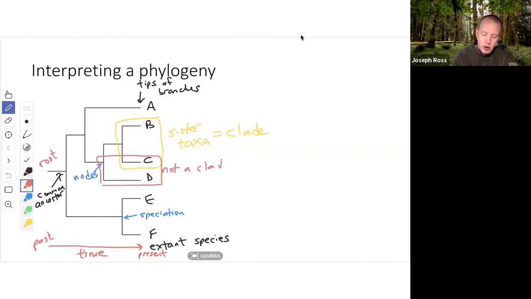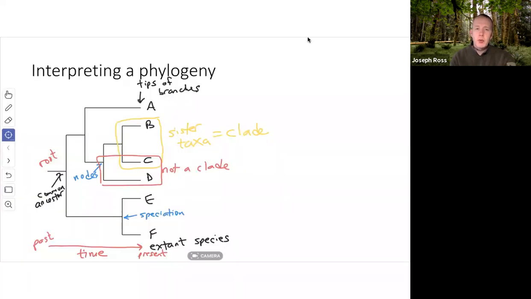because although they share a common ancestor, back here at the node in blue, this is not a clade because we're omitting one of the descendants of that common ancestor, which is B. So the clade is all of the descendants of a common ancestor. So in this case, B and C have a common ancestor here. And so all of the descendants circled there in yellow make a clade. C and D is not a clade because this clade from this common ancestor would have to include all three of those species to be called a clade.